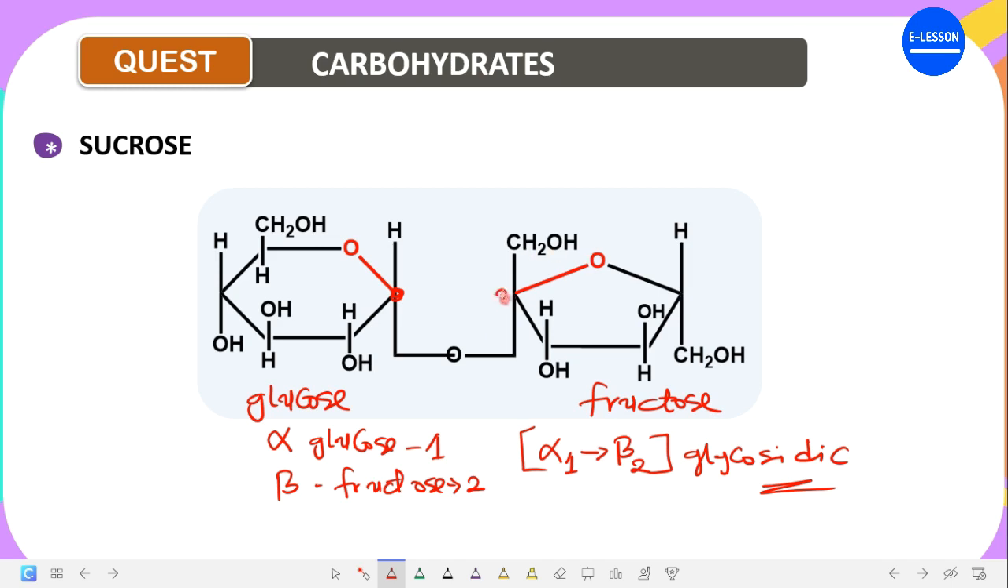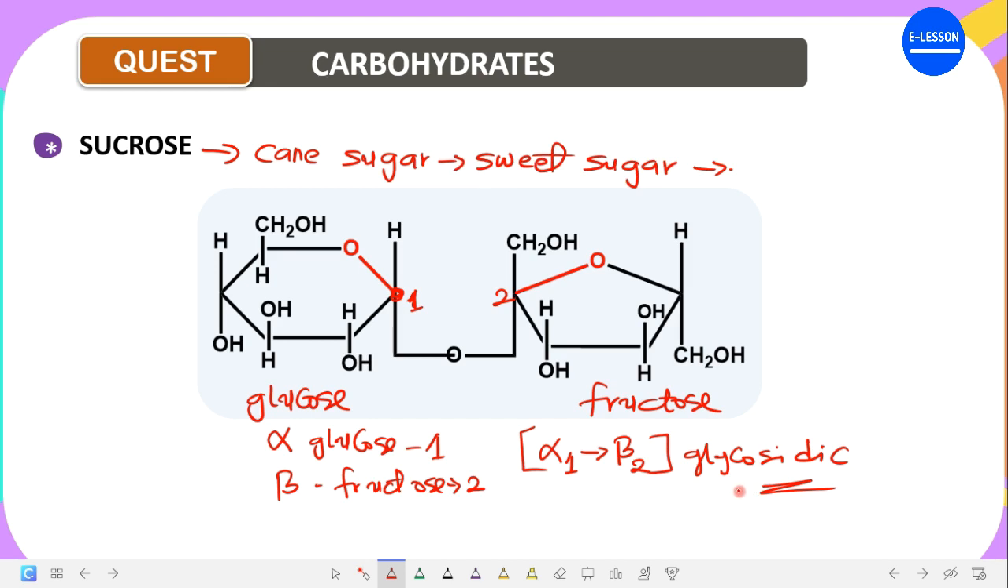Now this position here is position number 2 for fructose, while this position here is position number 1 for glucose. We've already established in our last class that the anomeric carbon for fructose is usually number 2, while for glucose it is usually number 1, and sucrose is a combination of glucose and fructose. Now sucrose is also called cane sugar, and it's a very sweet sugar. Are you getting it? It's what is usually referred to as cane sugar.